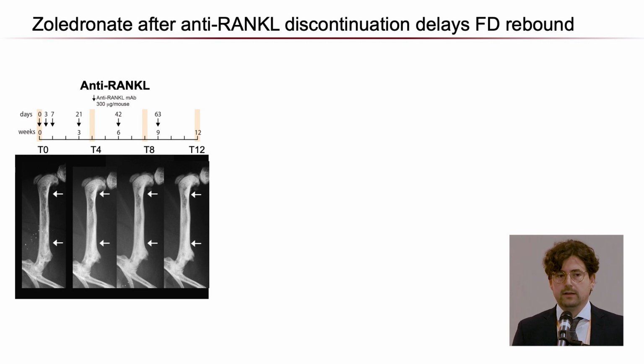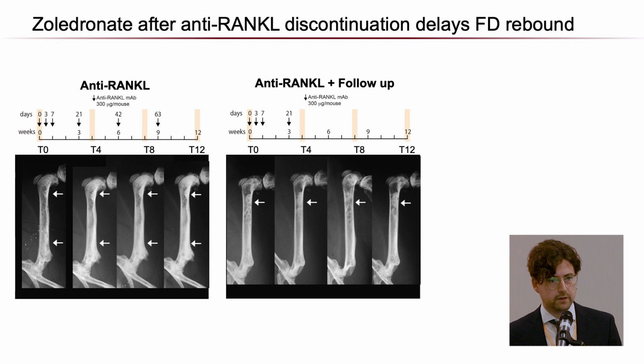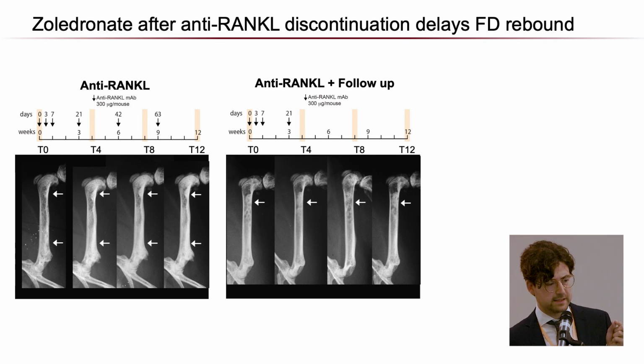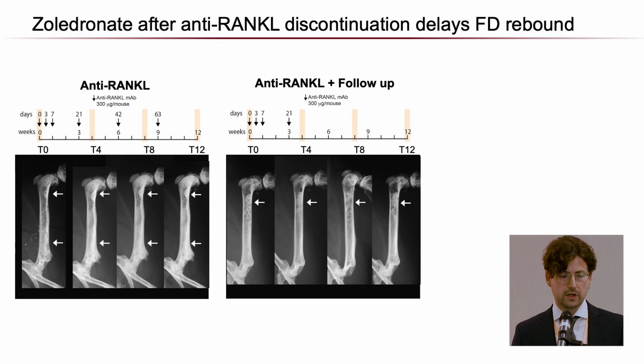When we treated the mice with anti-RANK ligand for 12 weeks, we could see a complete reversion of the lytic lesion, and we stopped the disease progression, and we didn't see any new formation of FD lesions. But if we stop the treatment after 3 weeks, we can see that in the 3 weeks where we give the anti-RANK ligand, we can increase the bone density exactly where the lytic lesions are, but then the interruption of the drug is associated already after 1 month with disease rebound.